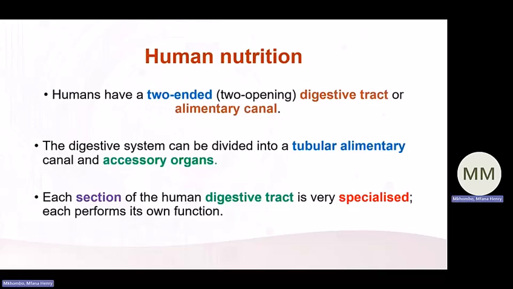Humans have a two-ended or two-opening type of digestive tract or alimentary canal, which is open at the mouth and open at the anus. So that is what we call a two-opening or two-ended digestive system. The digestive system can be divided into the tubular alimentary canal as well as accessory organs like the pancreas, liver, and so on. Each section of the human digestive tract is very specialized. Each performs its own function as intended.